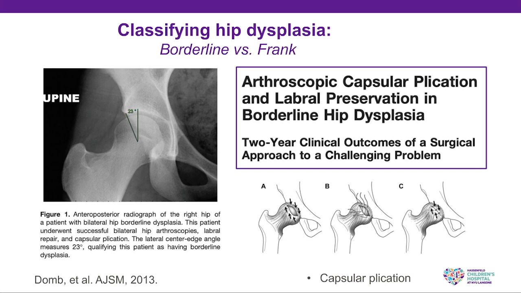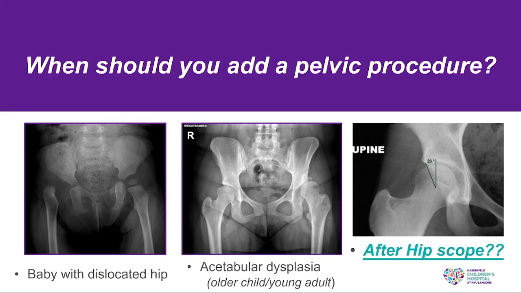I'll go through this kind of quickly because I think it was just very well summarized before, how we look at borderline versus frank dysplasia. So the hip that I just showed, which is undercovered and not only that, is subluxated, is frank dysplasia, whereas the borderline patient is someone who tends to fall into this 18 to 24 degrees of coverage and may actually be managed very well with arthroscopic techniques that do include capsular plication.